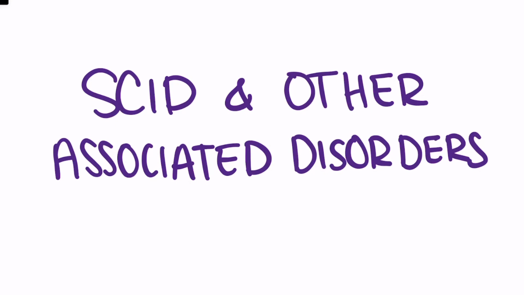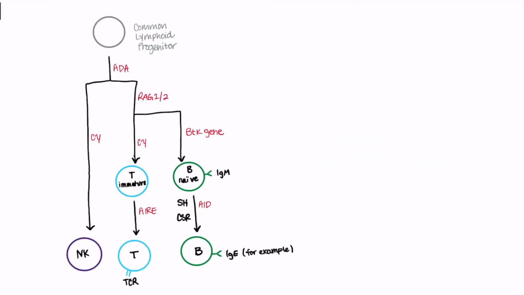Hey everyone, so in this video we're going to be talking about SCID and other associated disorders, and we're going to go ahead and start with this chart that I made, this flow diagram, and it kind of goes hand in hand with the blood cell differentiation, where we come from a common lymphoid progenitor cell and we're going to end up with natural killer cells, T cells, and B cells.